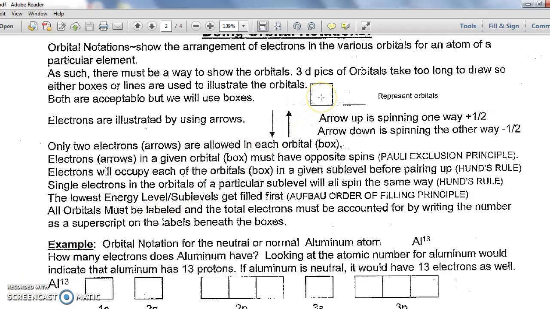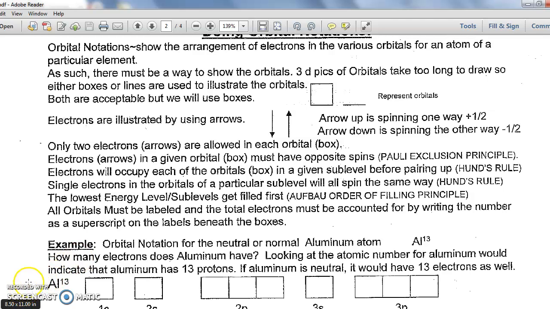If both arrows were going up, they would have the same set of quantum numbers. Pauli says that 2 electrons in the same orbital have to have opposite spins, or else they would have the same set of quantum numbers. Arrow up would be for the first electron, arrow down would be for the second electron. And once again, we want to fill this according to Aufbau, the lowest energy levels first.